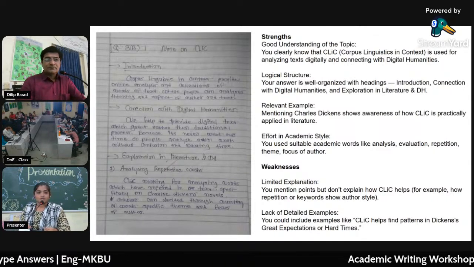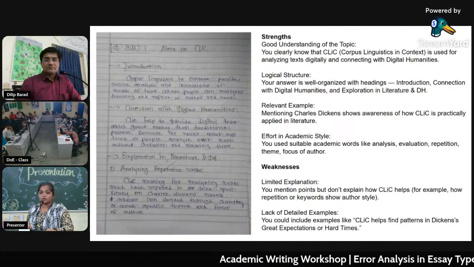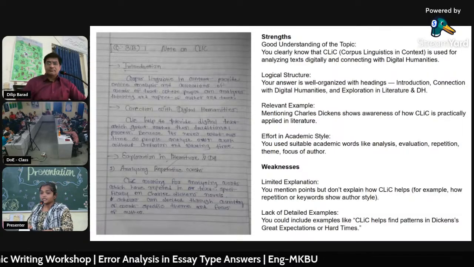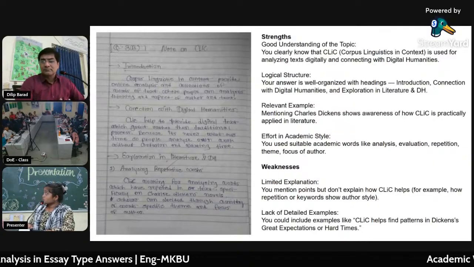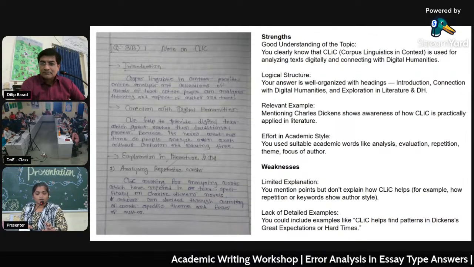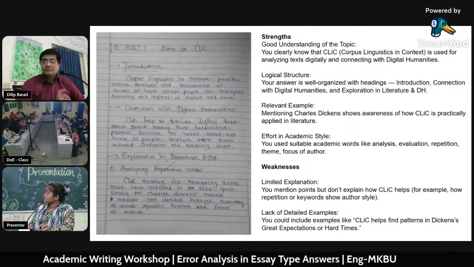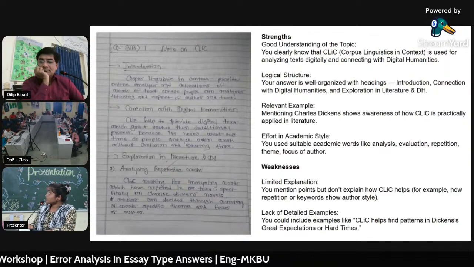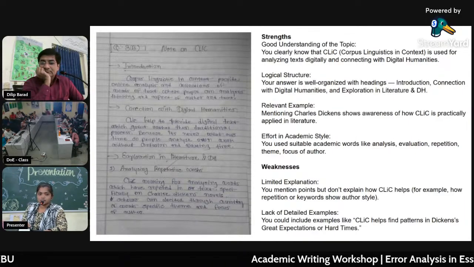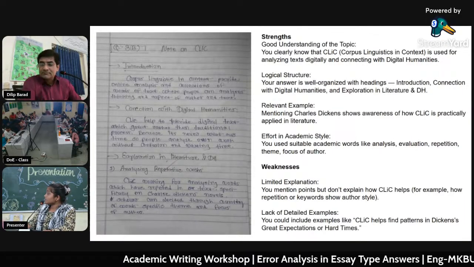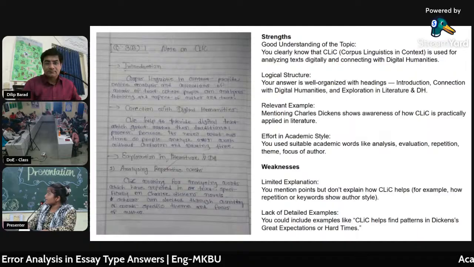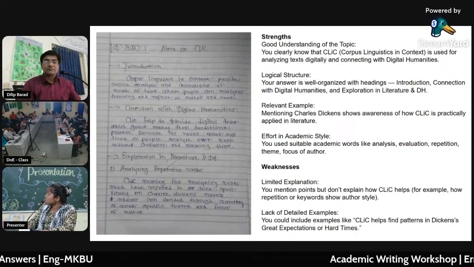During this workshop, with the help of AI, I generated the strengths and weaknesses of my question paper. AI gave me strengths: your understanding means you are aware of the point you selected to write, and your logical structure is good. You put in a relevant example like a Charles Dickens novel in this context. It also described my effort in academic style, using suitable academic words like analysis, evaluation, repetition, theme, focus of author, etc.